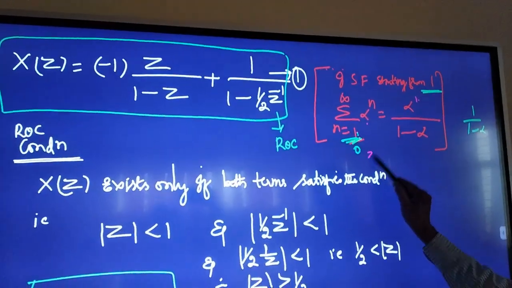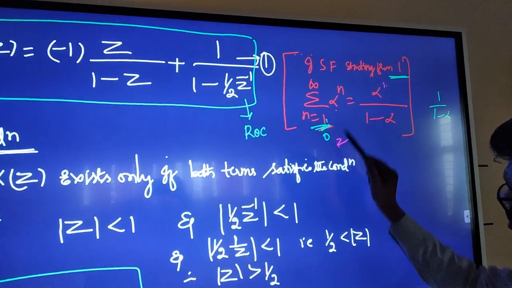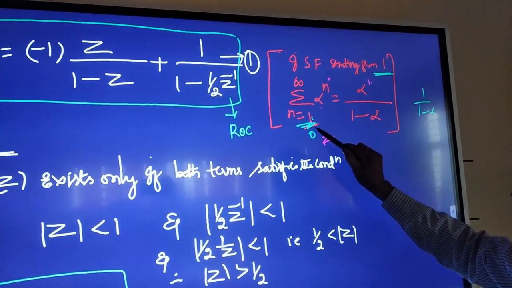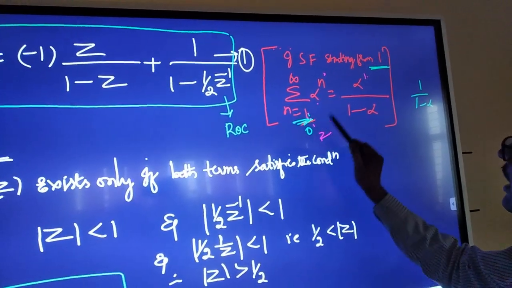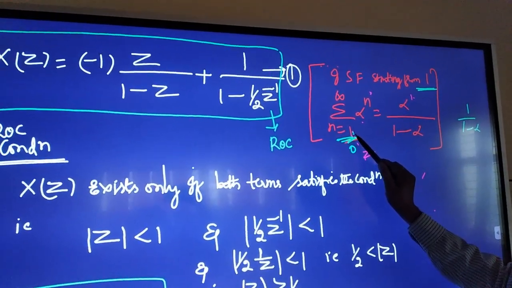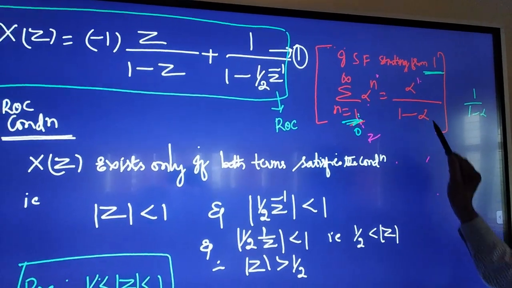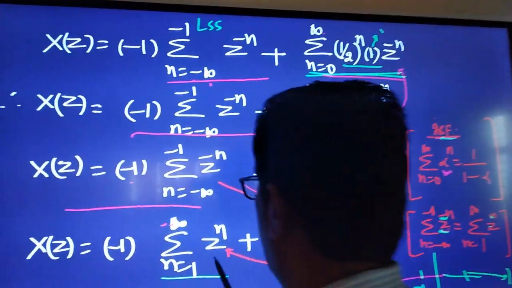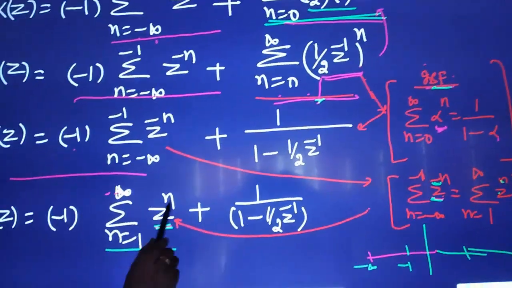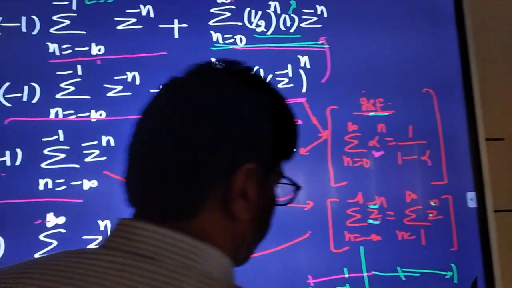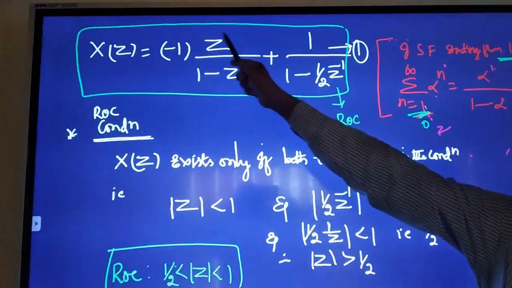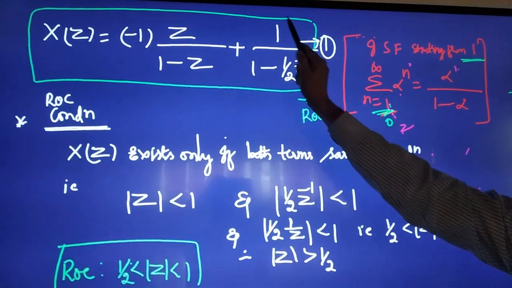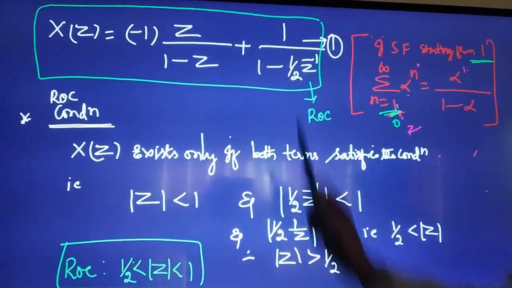Suppose the infinite sum starts from 2, what is the answer? The summation from n equal to 2 to infinity of alpha to the power n is alpha square by 1 minus alpha. If it starts from 3, it is alpha cube by 1 minus alpha. In this case, 1 to infinity, so I use alpha by 1 minus alpha. Instead of alpha, I am having z here. Therefore, z by 1 minus z. That's why I am writing this as minus 1 times z by 1 minus z plus 1 by 1 minus 1 by 2 z inverse. Very, very important equation of x of z this is.